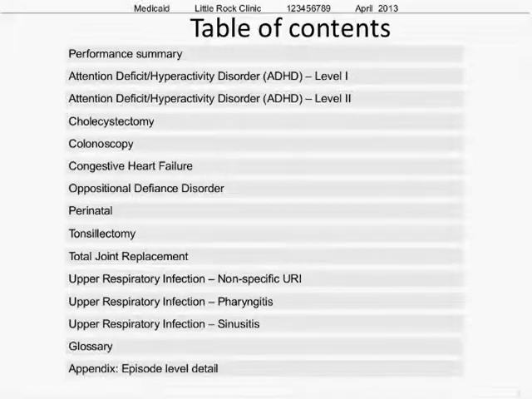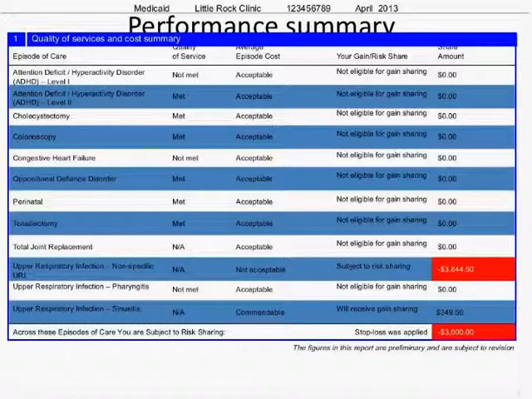The third page of the report is the table of contents. This page will list all episodes for which you are considered the principal accountable provider, or the PAP. The first page of the report is going to look a little different from the earlier reports that you received in the performance summary. I believe it's a little easier for you to read at a glance. And again, it will list all episodes for which you are considered a PAP.